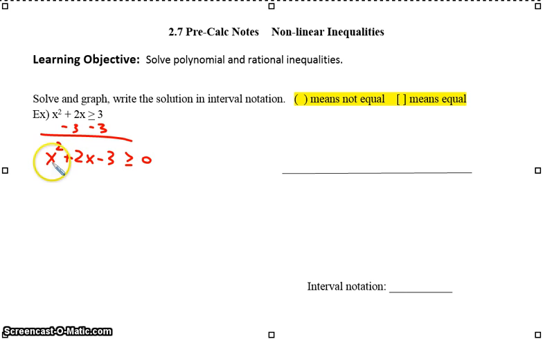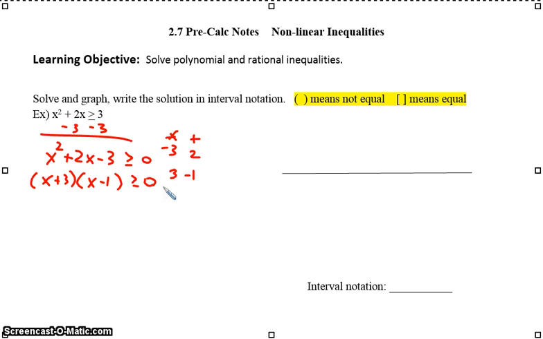So I'm going to ask myself what multiplies to be negative 3, adds to be 2, so negative 3 from the last term, 2 from the middle, and I know that it's got to be a 3 and a 1, where the 1 is the negative to make it add to be a positive 2. So this would break down to be x plus 3 and x minus 1 is greater than or equal to 0.